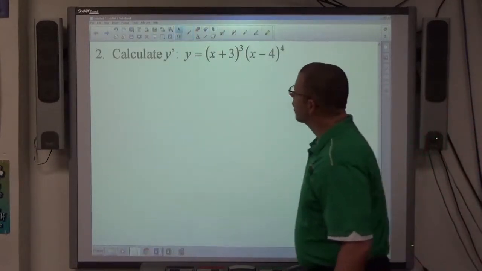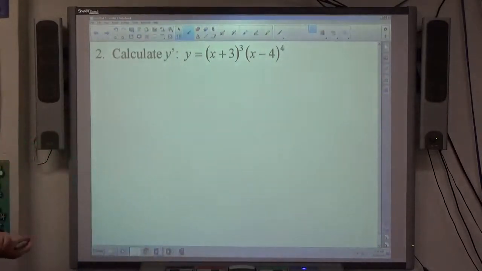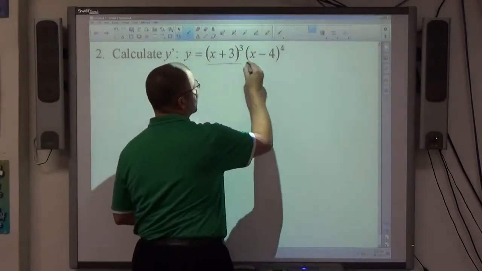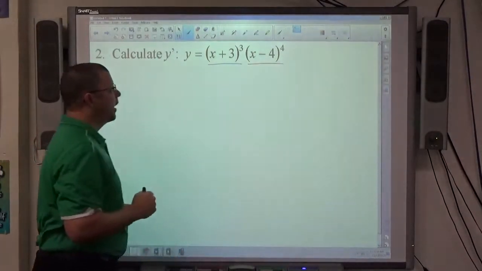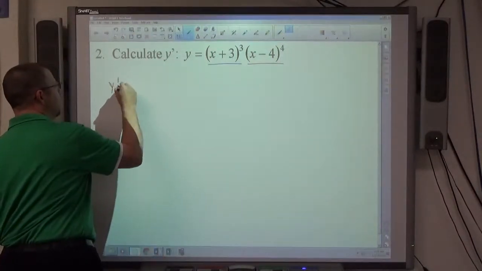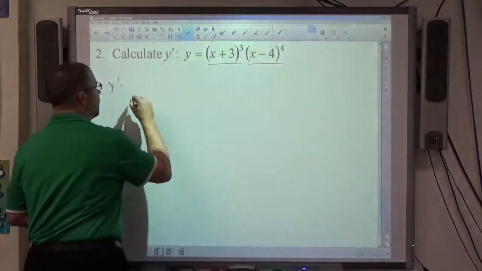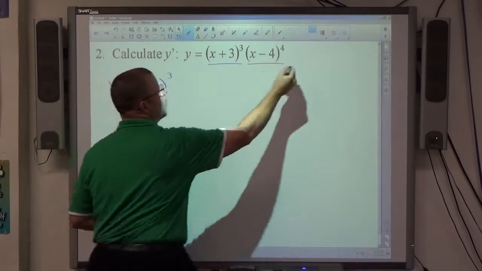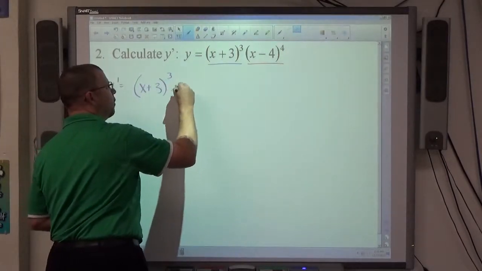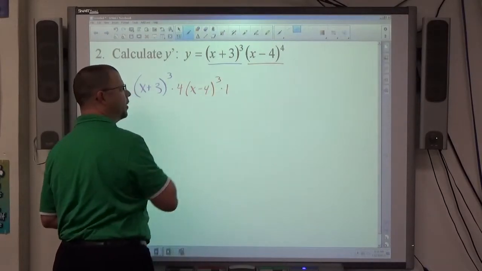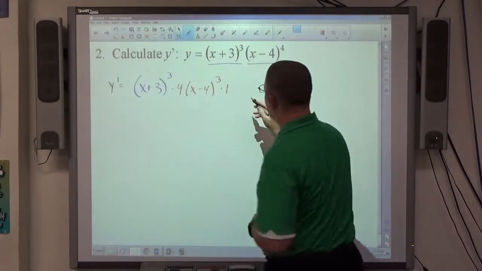Number 2, calculate y prime. What we have here is a product of polynomial functions raised to powers. So I would do the product rule. I would call this function 1, I'd call this function 2, and then I'm just going to differentiate. So y prime equals, if I do 1d2, that's going to be x plus 3 cubed as it is. And then d2 is going to be 4 times x minus 4 cubed times the derivative of x minus 4, which is 1. Then I got to do plus 2d1.